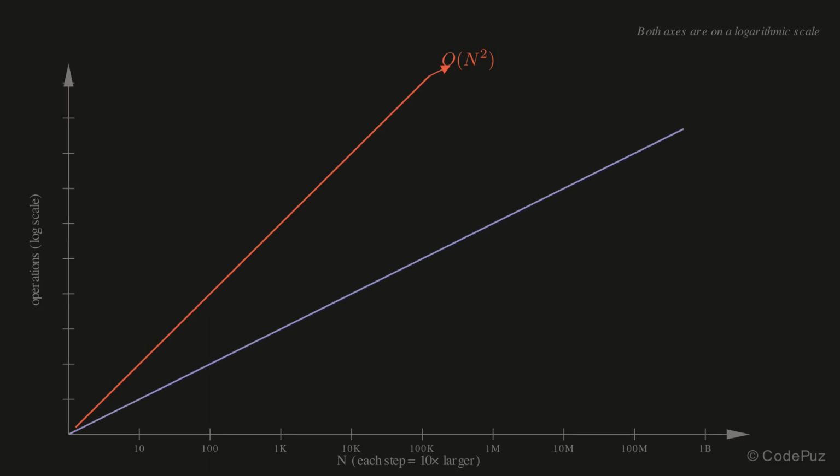Next, linear growth, or order n. When n doubles, the operations double with it. On our log scale, this appears as a clean diagonal line. It climbs all the way to the top of our chart at 1 billion, meaning 1 billion operations. At a modern processor speed, that is roughly 1 full second of waiting. Better than n squared, but still not great when n is very large.